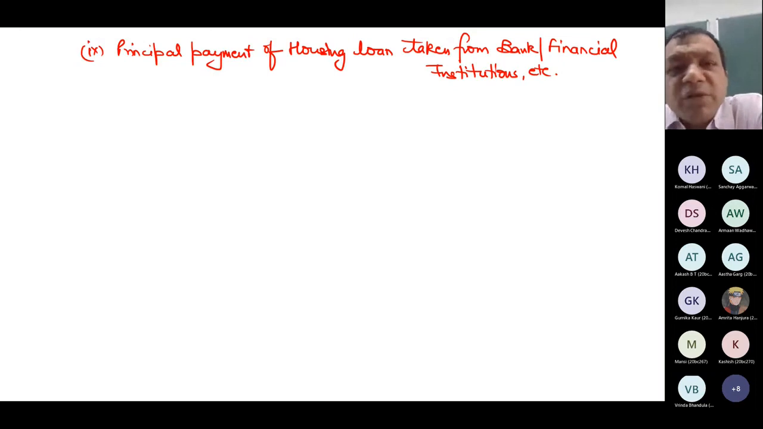Anyhow, principal payment of housing loan taken from a bank or a financial institution. When you have taken a housing loan, you are paying interest as well as principal. I'm not talking about interest here, but the principal you pay is also eligible for 80C. For the timing, you remember only these 9 points, and let me discuss one case or problem from my book, and then we will wind up 80C. So let us discuss one small problem.